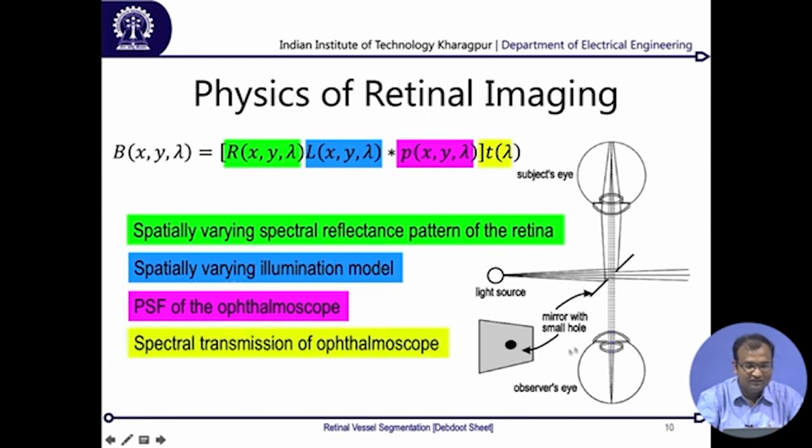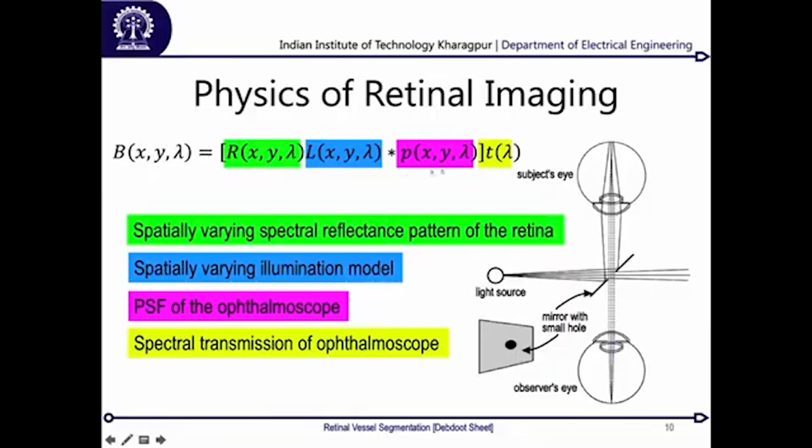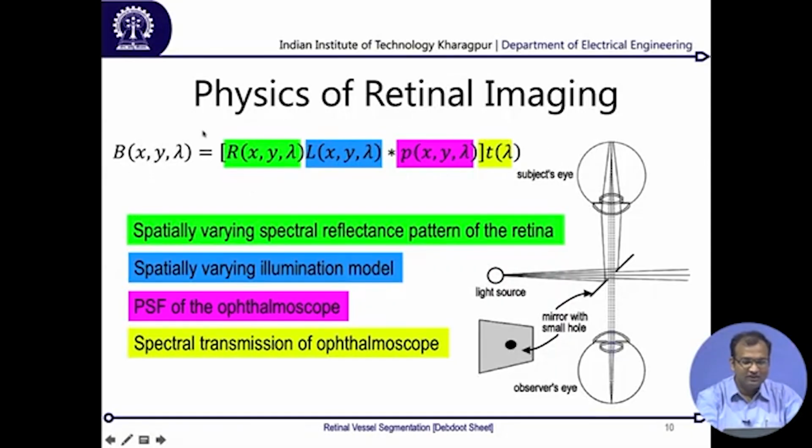The next part is that this ophthalmoscope will also have some sort of a spectral transmission pattern, or what is called spectral filtering. It will allow certain wavelengths to go, and it will stop certain wavelengths, or it can have different amplification factors for different wavelengths. So, for some wavelengths it will do an all pass, for certain wavelengths it will restrict it to say 50%, for some to 70%, and allow it to go. Together, this gives me the model of what is called B(x,y,lambda), which is the total response being received at the electronic sensor placed over here.